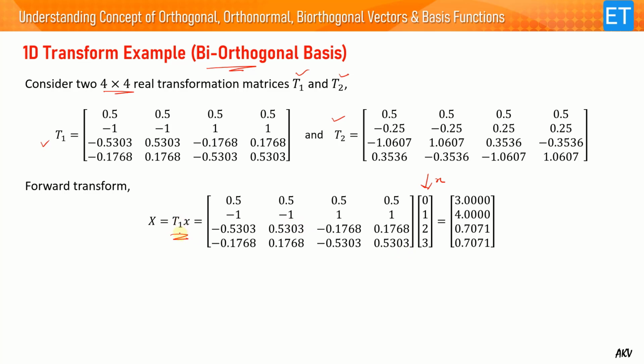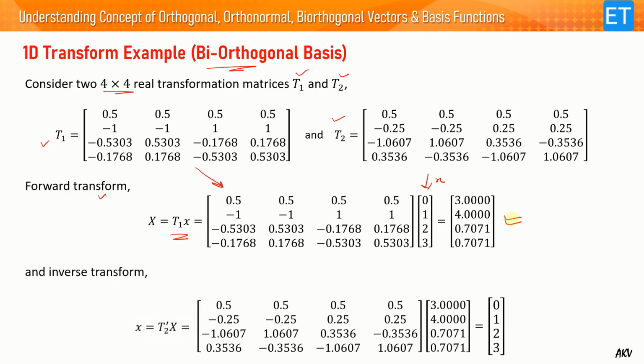Using this equation, T1 is used for forward transform, you can see. So this matrix is simply multiplied with the input signal. So I am getting these transform values. So as inverse transform, this will be my inverse transform. Okay, so when I multiply this T2 matrix with these transform values, I get my signal back. Okay, I get my signal back. So this is how the bi-orthogonal transform works.